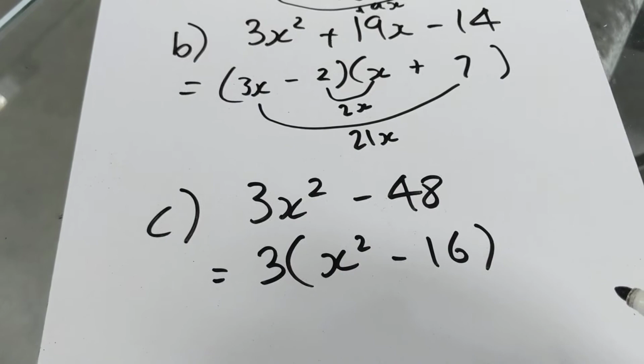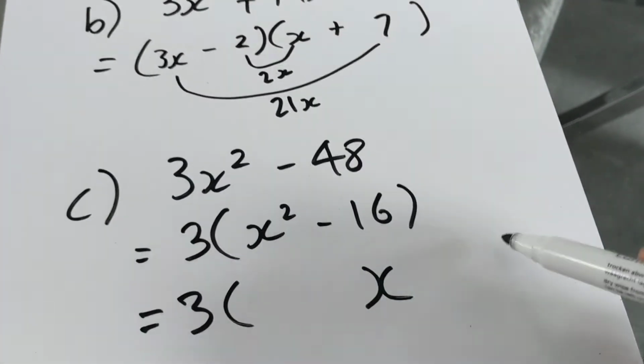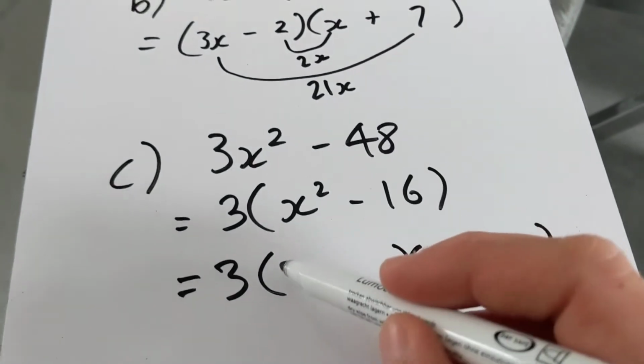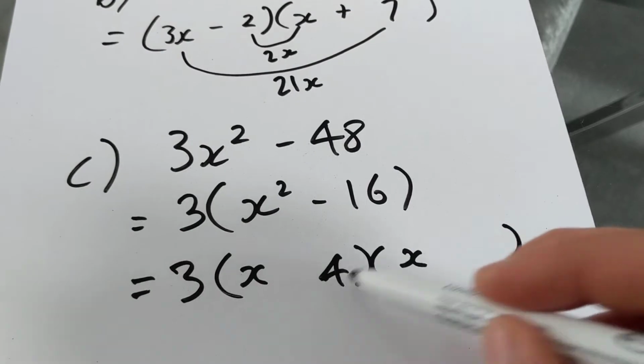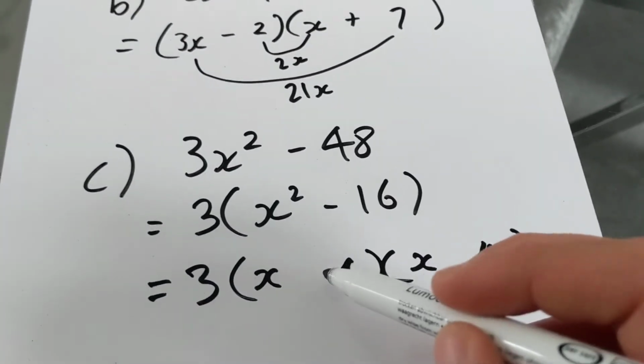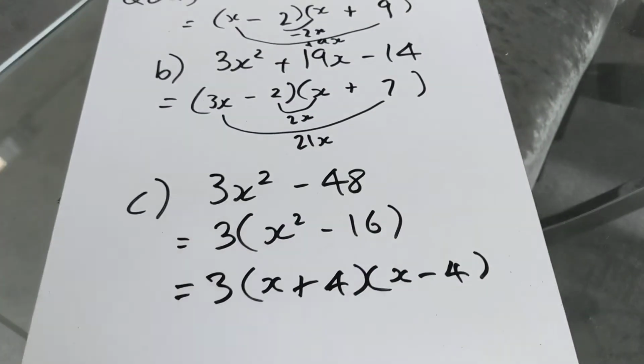Okay, so that's your common factor, but you're not finished because inside we'll get a difference of 2 squares. To make x squared we need x's. To make 16 we need 4's. Alright, and we've got a 1's a plus, 1's a minus. So that's question 6 with the factorising.